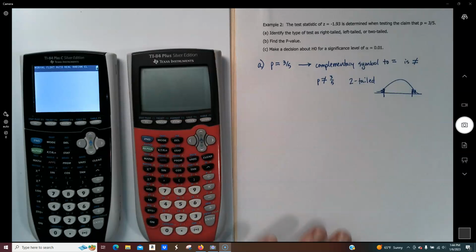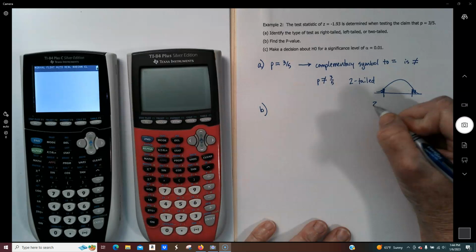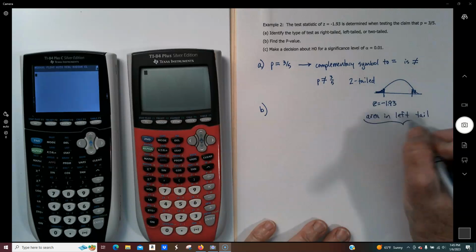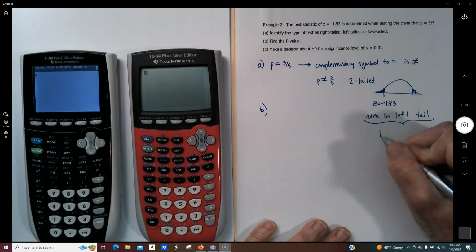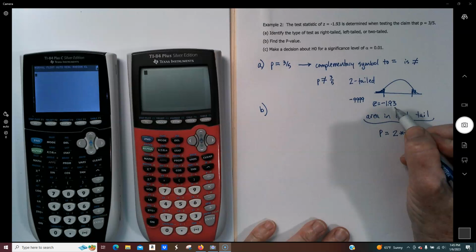We're going to find the p-value. We had a test statistic of z equals negative 1.93. So we're going to find the area in the left tail. But because there's two tails, p will be 2 times that area. So if we're working on the left side, our lower or left value is negative 99.99, and our upper or right value is negative 1.93.